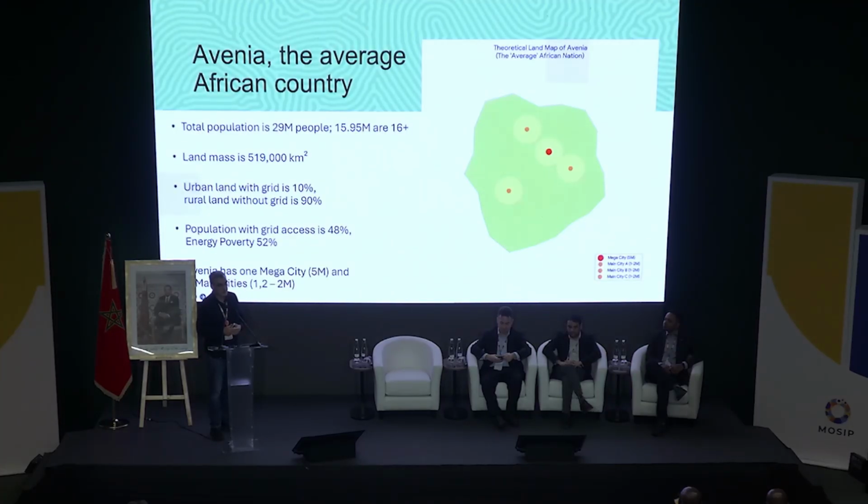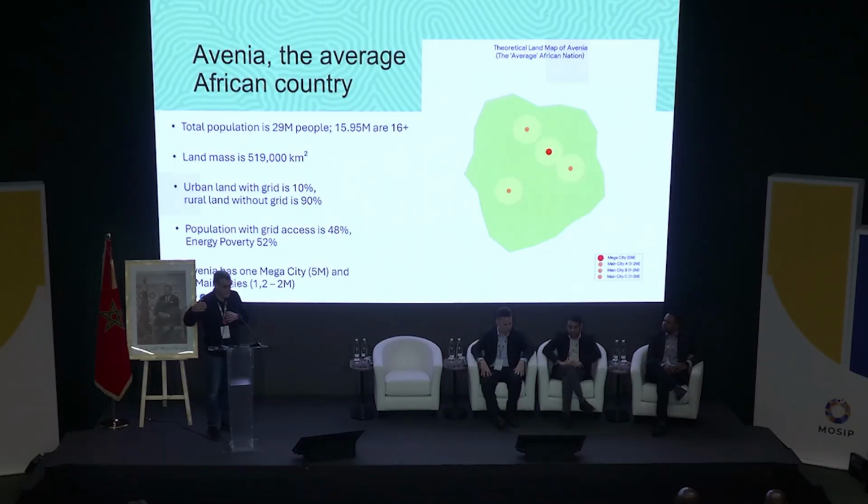I created the country of Armenia by averaging the African countries minus the first 8 in the Human Development Index and gave it some artificial shape. I'm happy to share in a white paper how I got to these numbers and what the thought process was behind it. And Armenia has a population of 29 million people and a land distribution of 519 square kilometers.